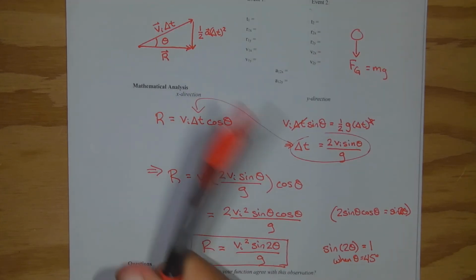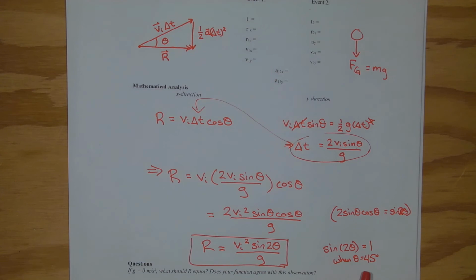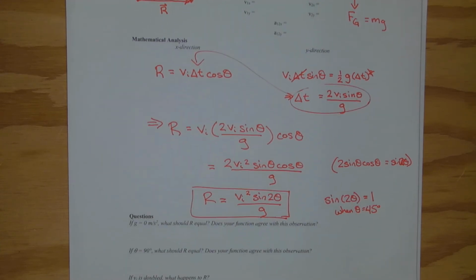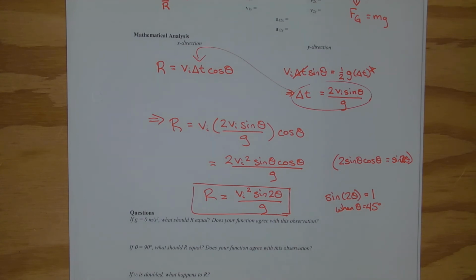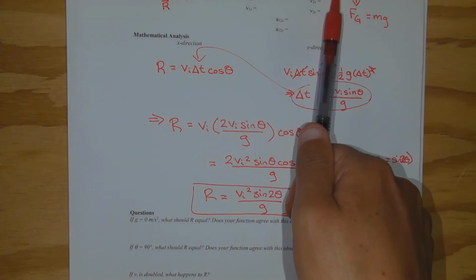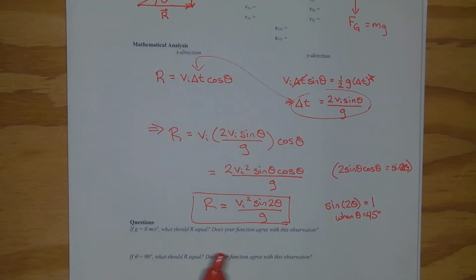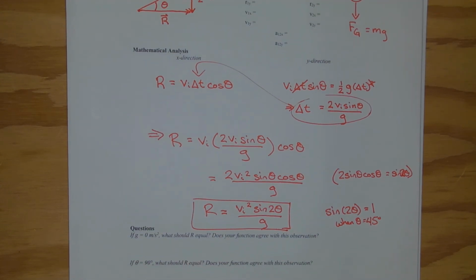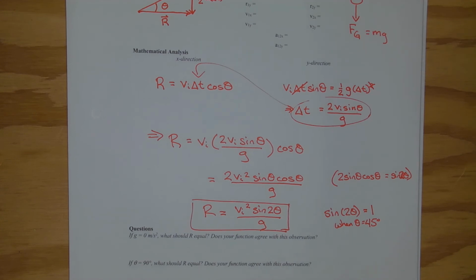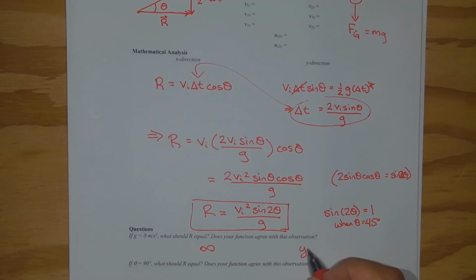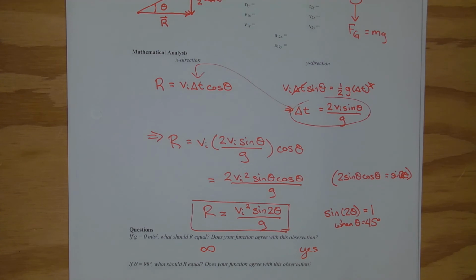So your object here will go the farthest if you launch it at 45 degrees, if you can't change the initial velocity. If you can change the initial velocity in order to get it to go farther, you would want to launch it faster. And if you look at the questions at the bottom of the page, if g is equal to 0, so if the force of gravity is equal to 0, what should R be equal to? Well, if the force of gravity is equal to 0, the object never comes back down to hit the ground, so I would say that's equal to infinity because it keeps going and never hits the ground again. And if you divide by 0 here, R goes to infinity, so yes, that agrees.